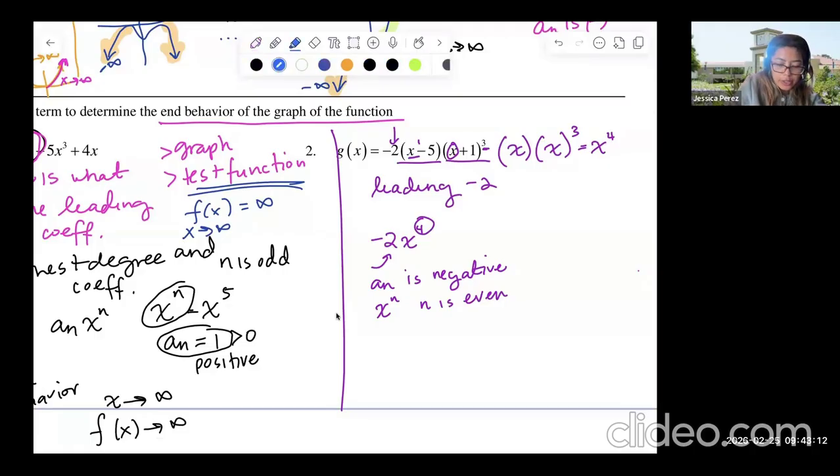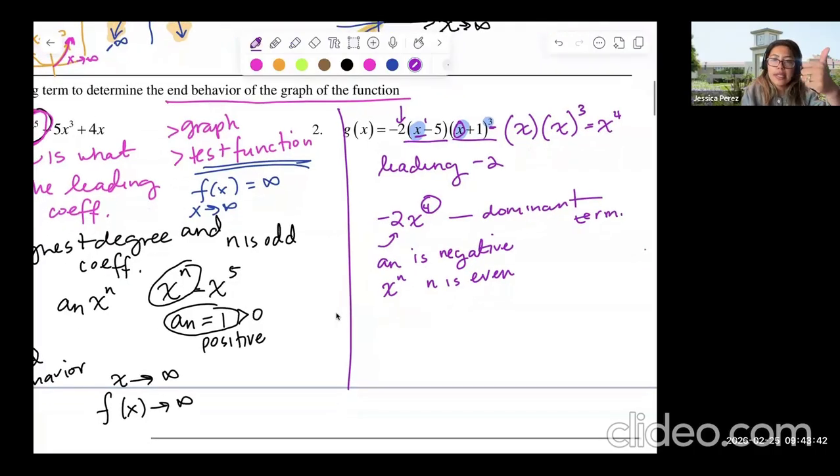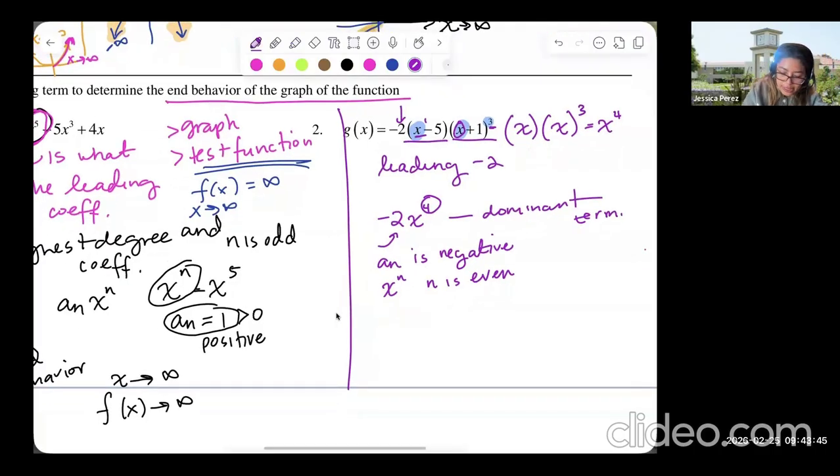And I had to do a little bit of work because I have an x and an x to the third. So whenever you have a polynomial that's kind of divided, you have to pay attention to the degree of each of the divided terms. So I have an x and then an x to the third. So combined is an x to the fourth. And don't forget that there's a negative in the front. So it's a -2x to the fourth. That is the dominant term that I'm going to look at. So a sub n is negative and n is even. So what happens as x approaches infinity?